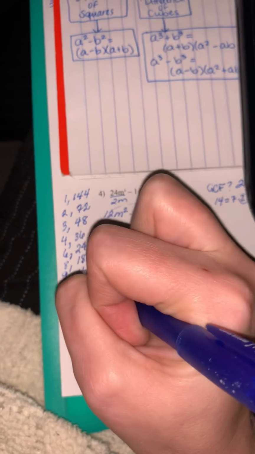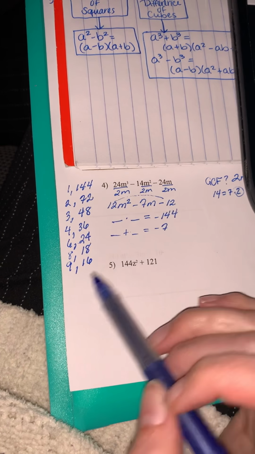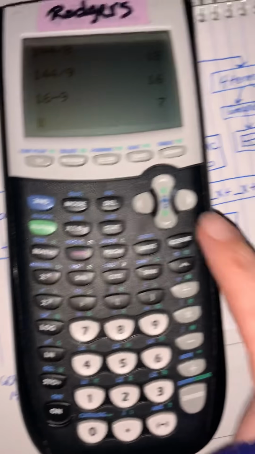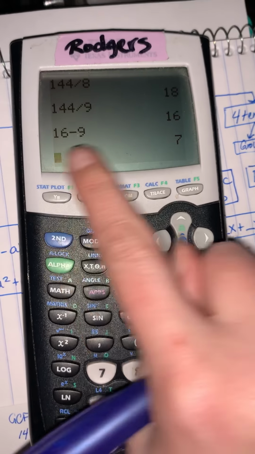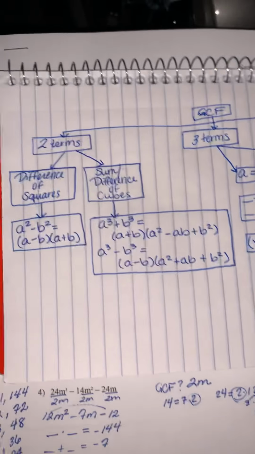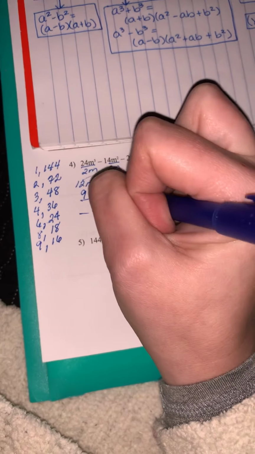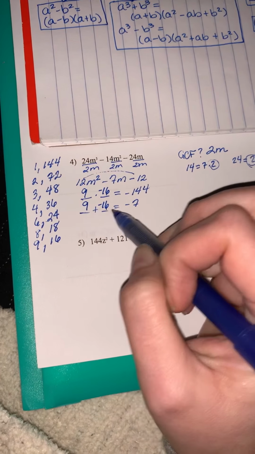Found it. So every time what I'm doing in my head is I'm adding and subtracting these and seeing if I could get 7. And 16 minus 9 is actually 7. So I just got to fix it to get a negative 7. So how would I do that? Well, if 16 minus 9 is 7, then 9 minus 16 is negative 7. So I'm just going to do 9 minus 16. And that gives me negative 144 and a negative 7.